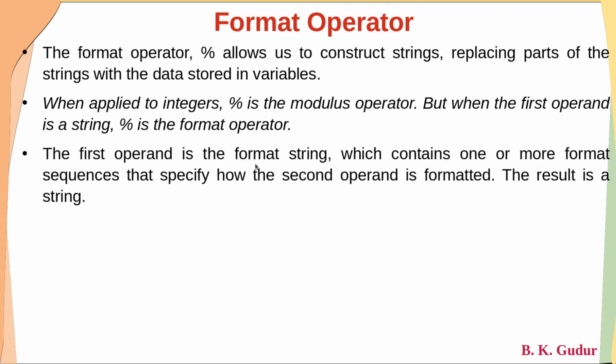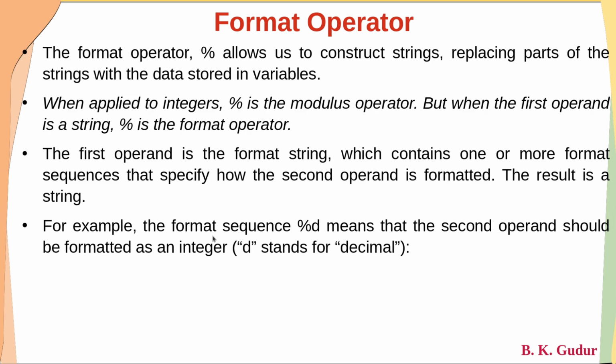The first operand is the format string, which contains one or more format sequences that specify how the second operand is formatted. Dear students, this format operator will work on two operands. The first operand is the format string, meaning which format we want. The second operand is formatted as specified in the first operand. And the result of this operator will be a string.